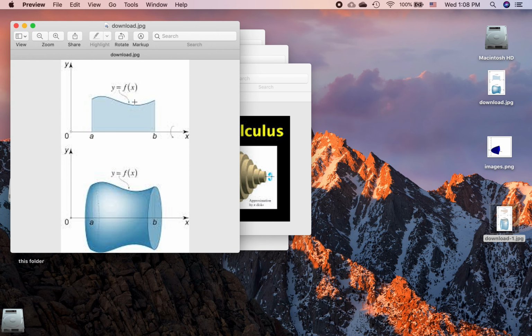Remember how you had the area under a curve? If you take that area and you spin it in a circular method around the x-axis, you're going to get something like this. It's called a volume of revolution. If you Google images of volume of revolution, you'll see lots of these things. It's kind of like a vase or something like that, right?